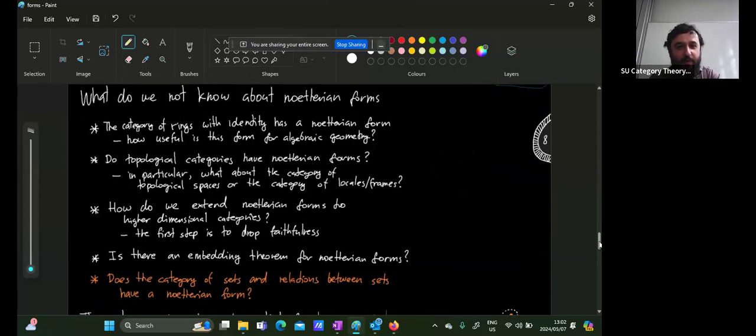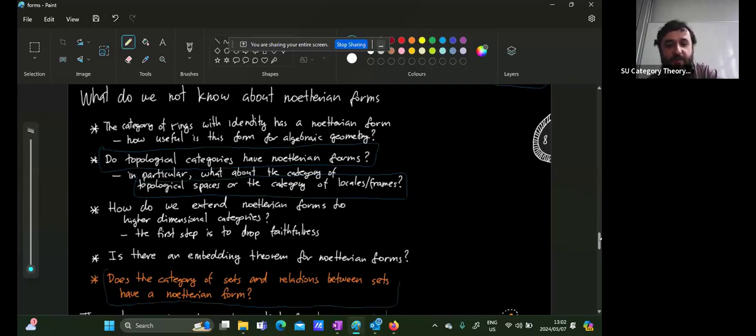There are some open questions we have. I want to maybe highlight two of them. This one: does the category of topological spaces have a Noetherian form? Or maybe the category of locales or frames? Another question one can ask: does the category of sets and relations between sets have a Noetherian form? Surely the more precise question is, have a natural Noetherian form, or a Noetherian form that has the right properties.